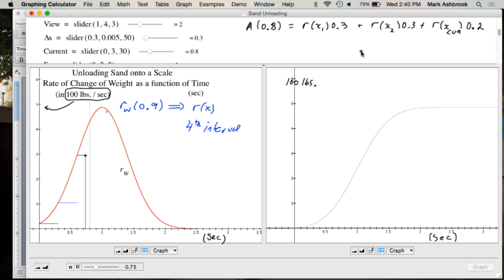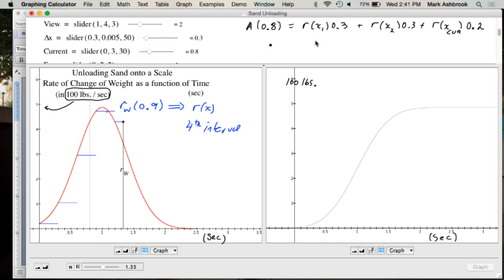Do you follow that? Anybody have a question? Okay, so in terms of the answer to number 3, I've written it up there. I said A of 0.8 would be the rate we have in the first interval. This subscript is just talking about which interval, okay? The rate from the first interval times the width, plus the rate from the second interval times the width, plus the rate at the current interval, but that one will be times 0.2, right?